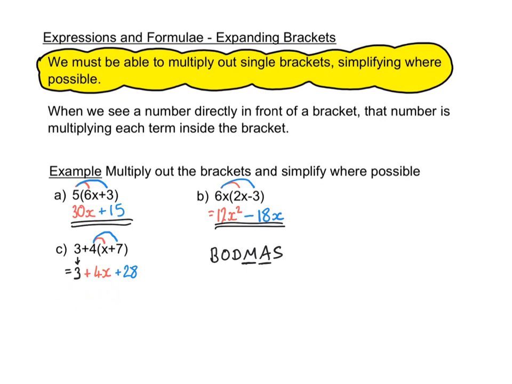This is what we called collecting like terms. So we'll start off with our x terms. How many x terms do I have here? So I have 4 x's, positive 4 x's, and then I have positive 3 plus another 28, which is positive 31, and that's my like terms collected, and therefore that question is finished.